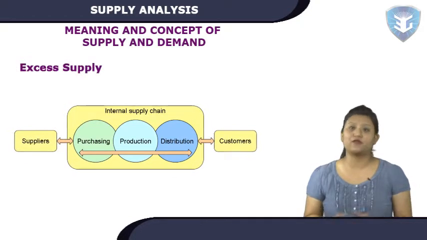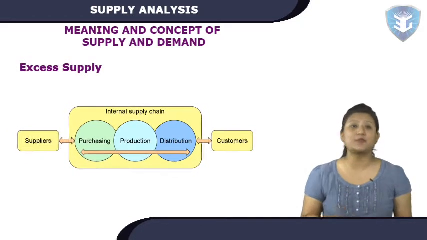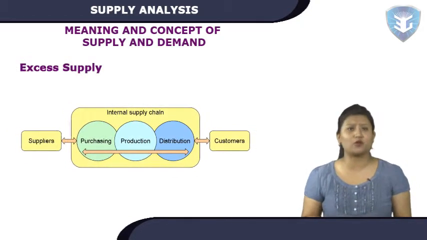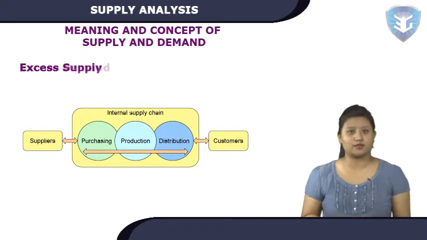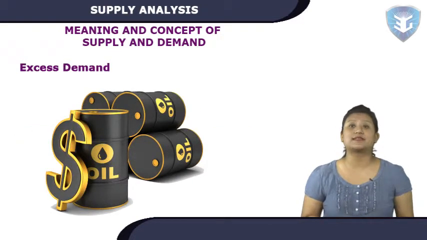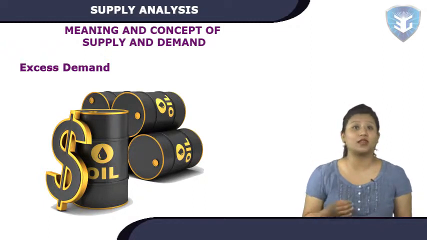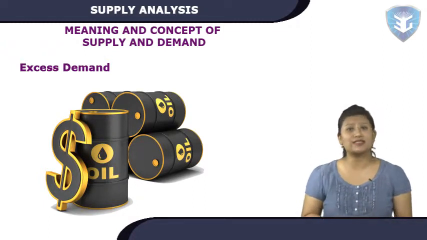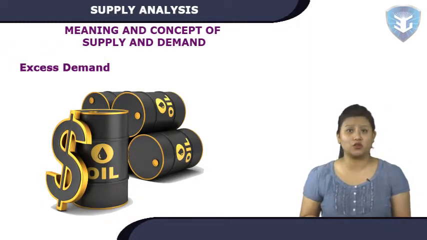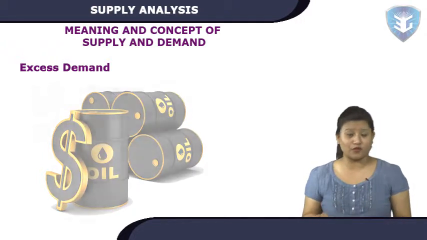Excess supply. If the price is set too high, excess supply will be created within the economy and there will be allocative inefficiency. Excess demand. Excess demand is created when price is set below the equilibrium price. Because the price is so low, too many consumers want the goods while producers are not making enough of it.